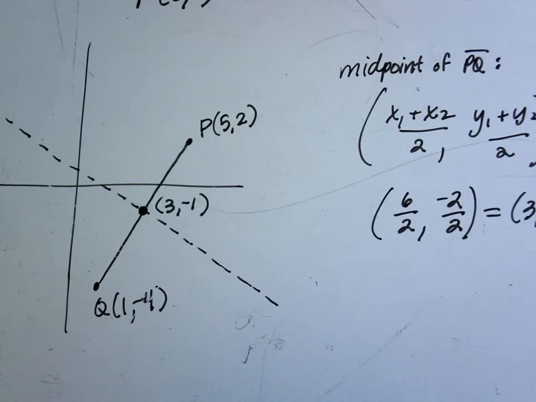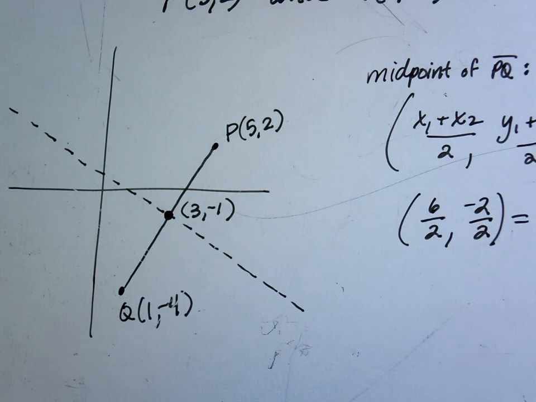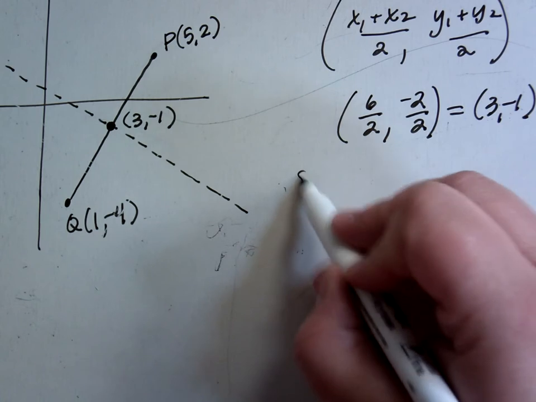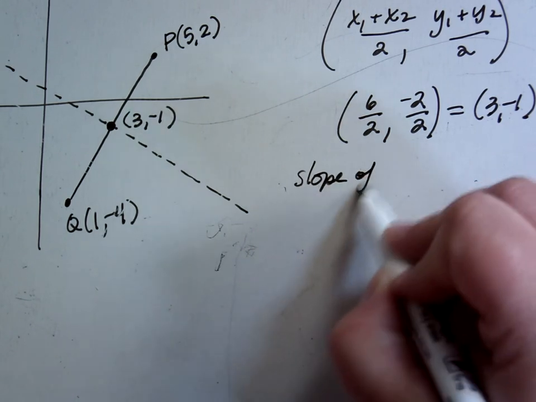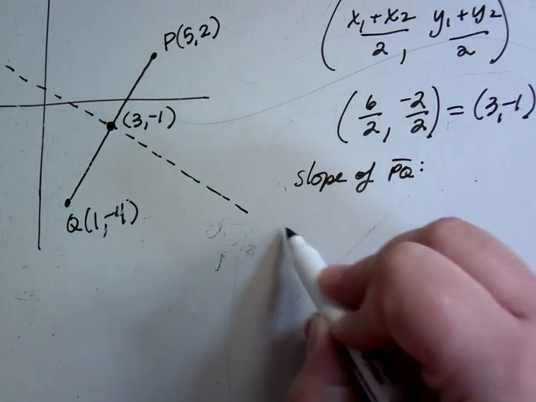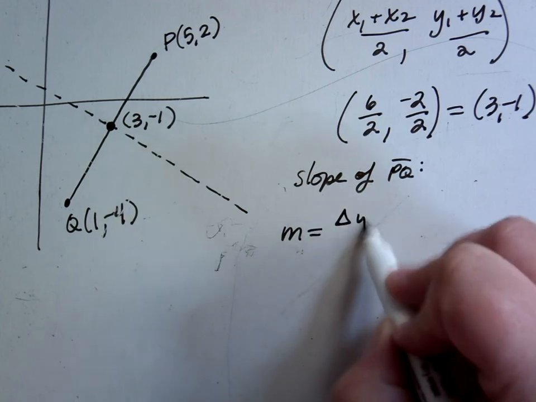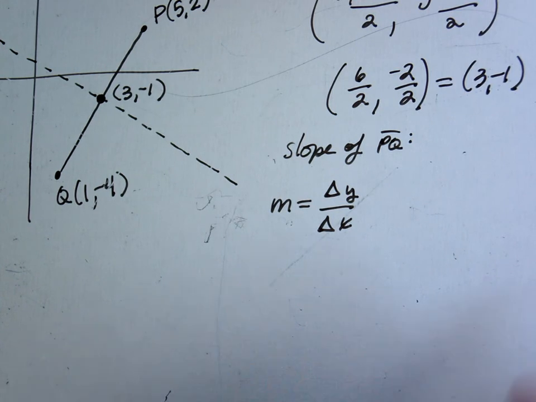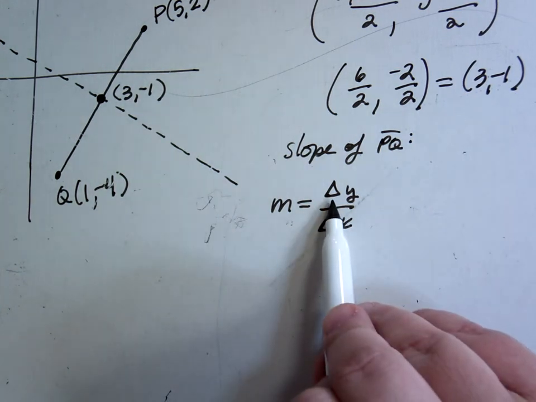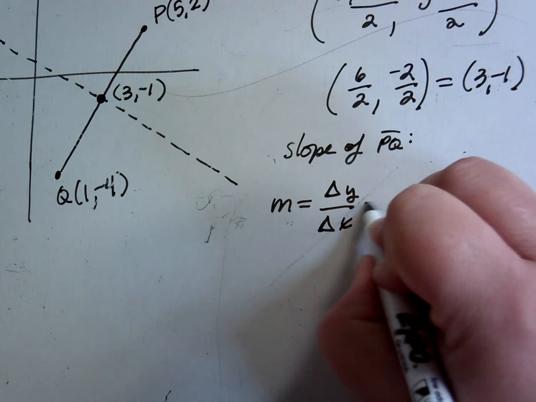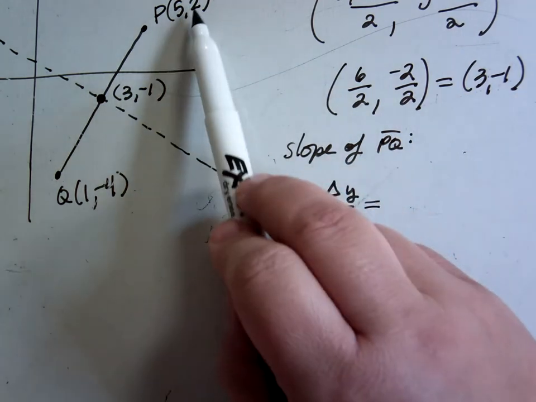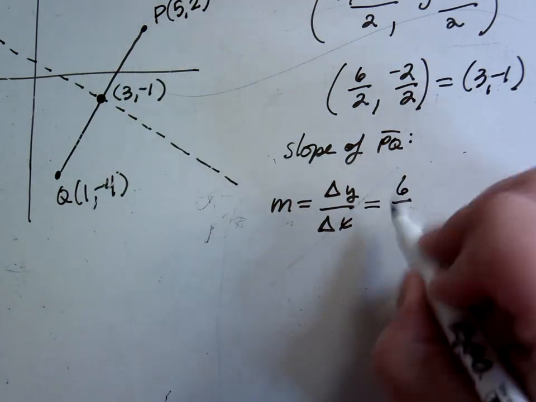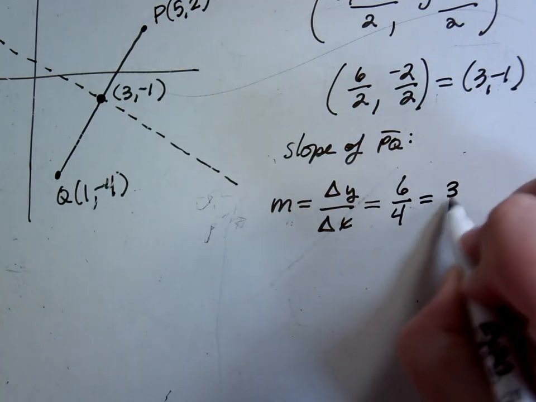The next thing I need to know about it is its slope. So I'm going to find the slope of PQ. Remember, the slope formula is the change in y over the change in x. We use the Greek letter delta to stand for the change in. So I'm going to subtract my y's: 2 minus a negative 4 is 6. 5 minus 1 is 4. So the slope of PQ is 3/2.